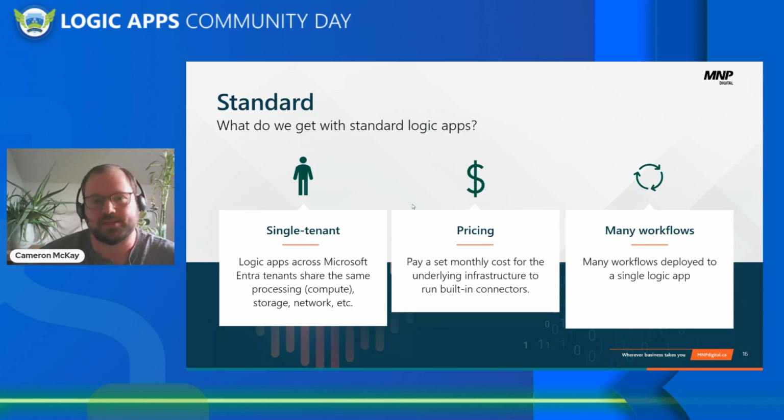And the reason I'm saying this is important is because we're very used to following the single responsibility principle as pro code developers, building different functions and reusing code. And Standard is what allows us to do that through the use of many workflows. You don't get that functionality with Consumption.